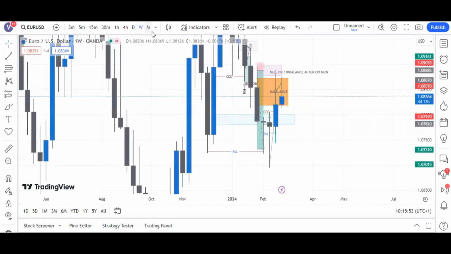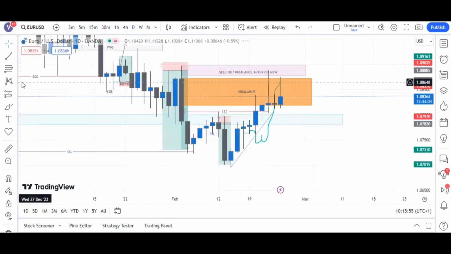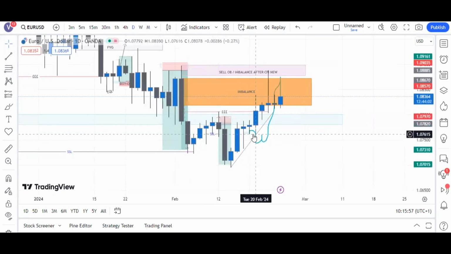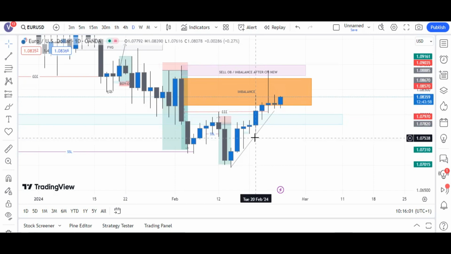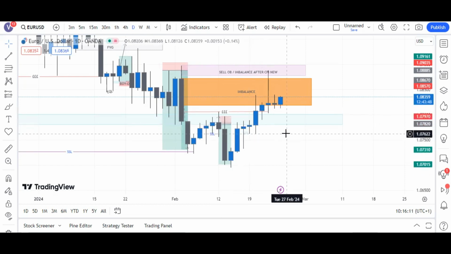I would like to take this off. I'll take this trend line off because I was using it to teach.